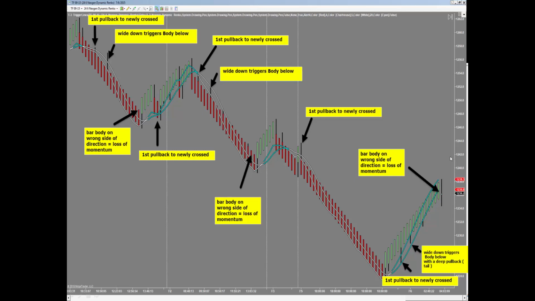So just some simple basics for reading the small trigger lines. If your price bars are completely below them, there's a lot of momentum to the downside. As the price bars get inside or above, even though they're crossed down, you're showing a loss of momentum. So if you're reaching a target area as you look at this configuration, it's usually a pretty good idea to take your profit at a target area.